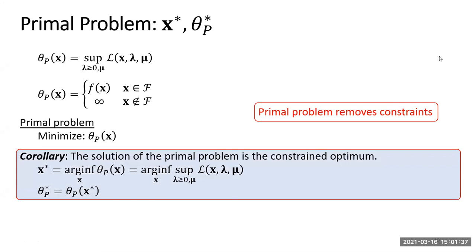Okay, so this introduces a nice technique. If we can construct the Lagrangian and somehow, using differentiation or any algebraic manipulations, eliminate or maximize with respect to lambdas and mu's, then we get some function of x, that's theta p of x, and then we simply find the minimum, unconstrained minimum of that function, theta p of x.